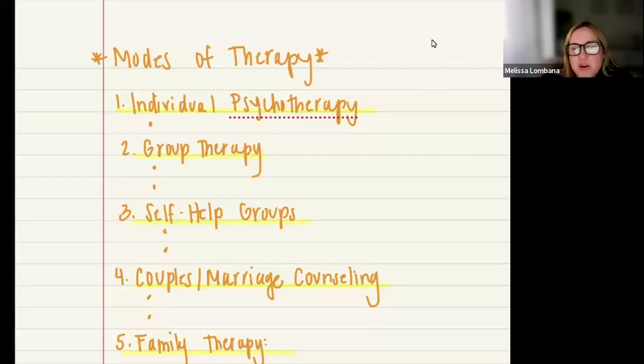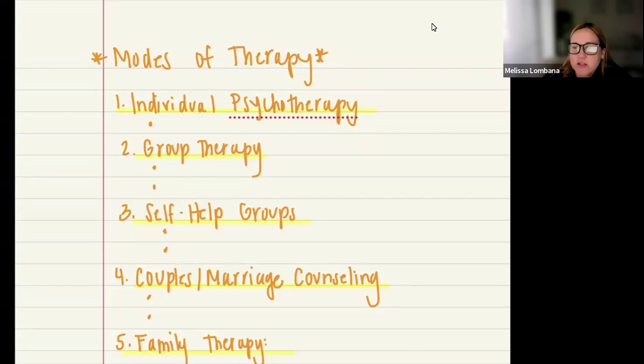All right, and we are on our last section of Unit 8, which is the different types of modes of therapy. And then we'll talk about the last type of model, which is the biomedical approach. All right, so let's go into the types of therapies that are out there.